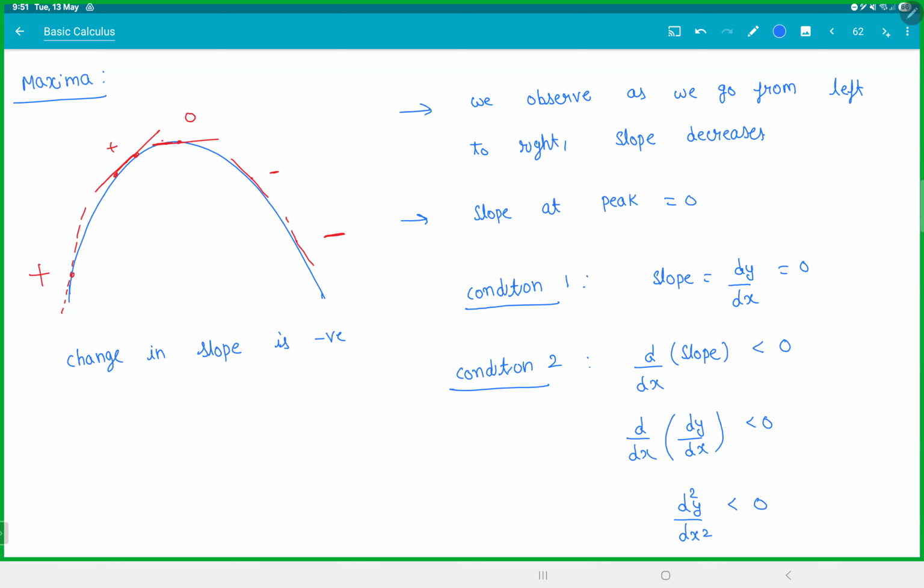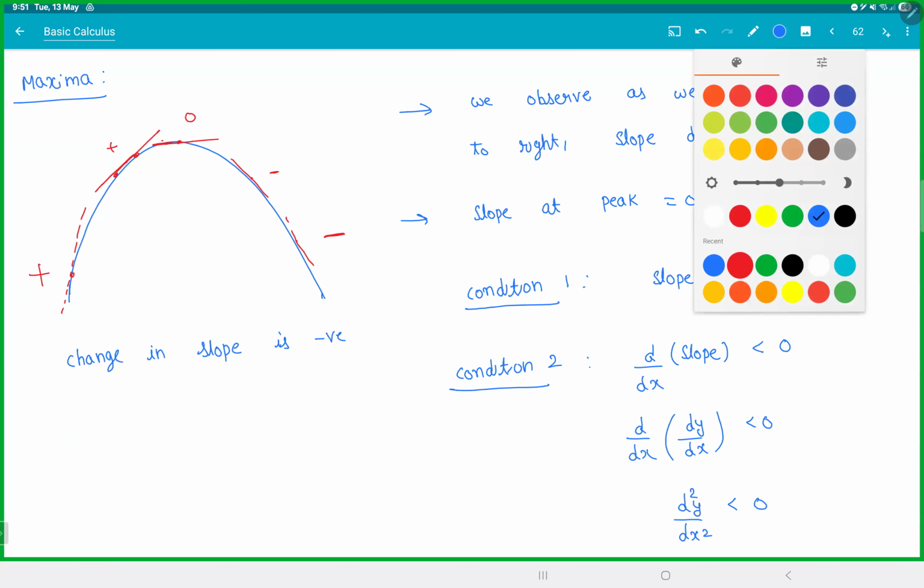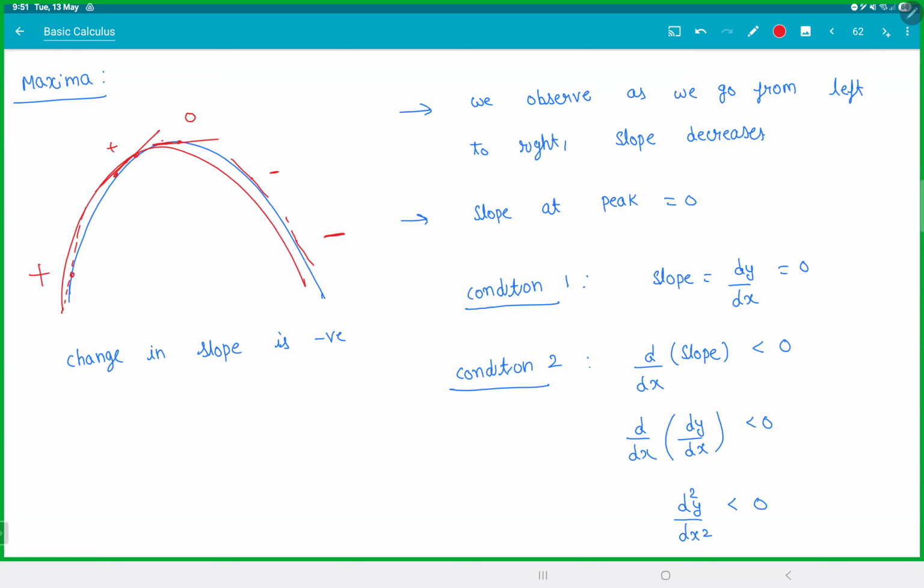Don't worry too much about the mathematical part, just try to understand what it means. I hope everyone is getting the slope part. When you go from left to right, you can see it is becoming more flattish and then becomes more negative. And at the topmost point, the slope is 0 and the slope is decreasing. So change in slope must be negative, but slope itself is dy by dx, so the double differential is negative. I'll show you how to use this, but these are the two conditions. You can write it down if you want, condition 1 and 2 for maxima.